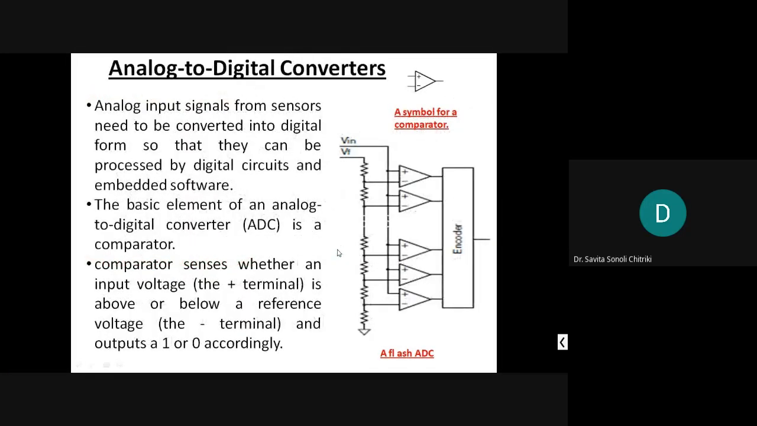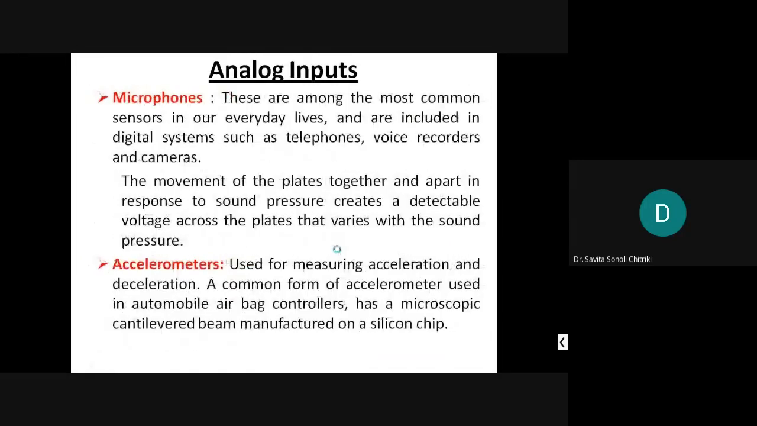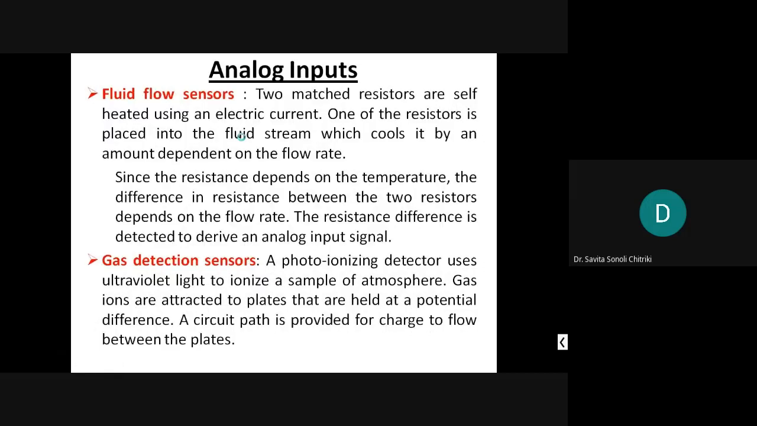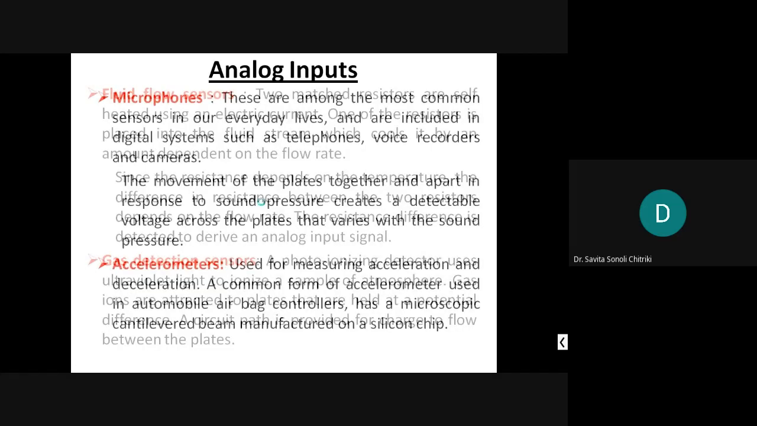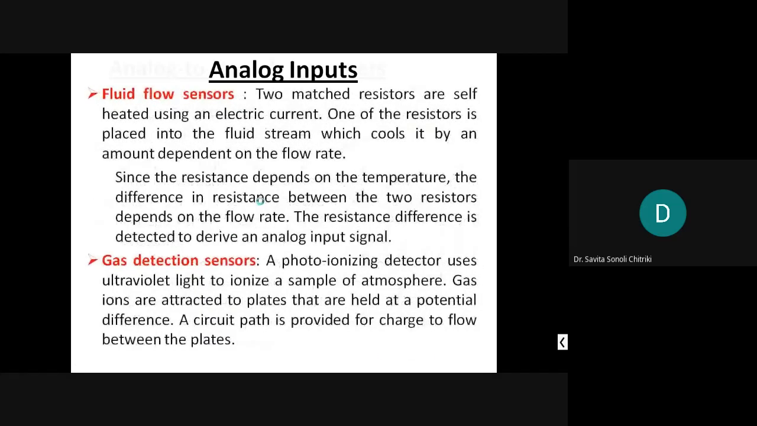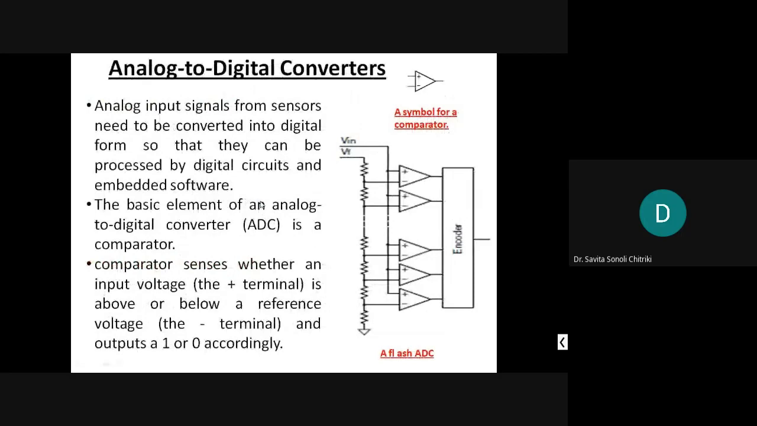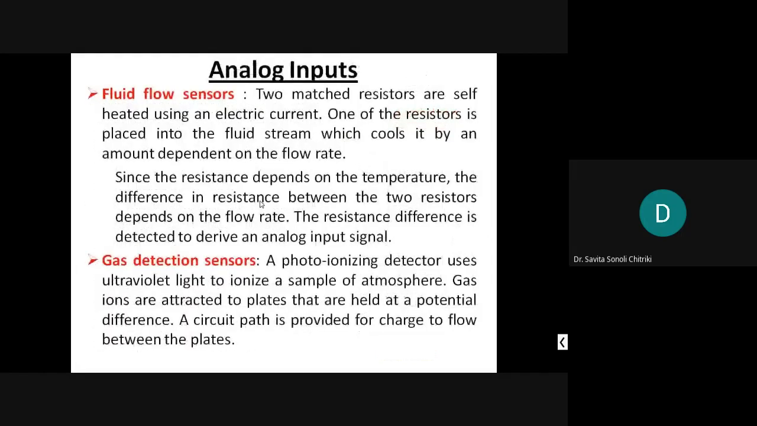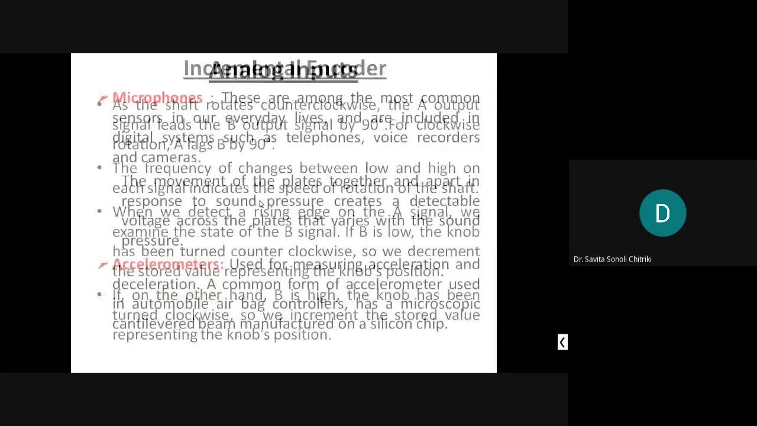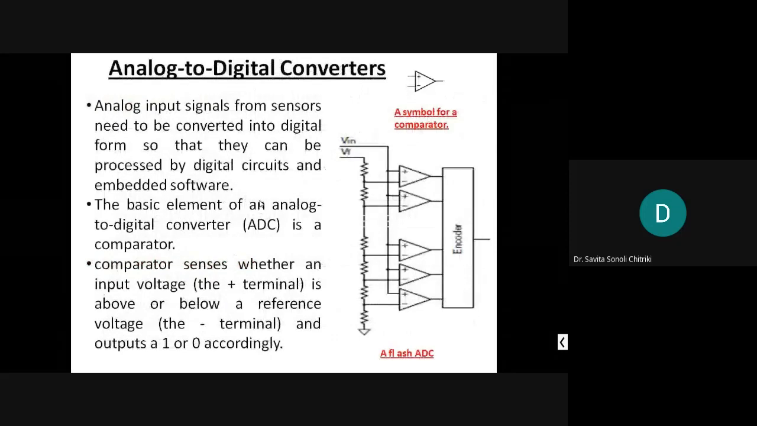Next, analog to digital converters. If you get this question, the other analog inputs we have studied could be from microphones, accelerometers, fluid flow sensors, gas detection sensors. Like that, you can go on naming a number of analog inputs. Just for your information, these are being given. Basically in this chapter, for the general question, what are the different types of input devices, you can just list them and give the details. Directly next you will get the question on different types of analog to digital converters.